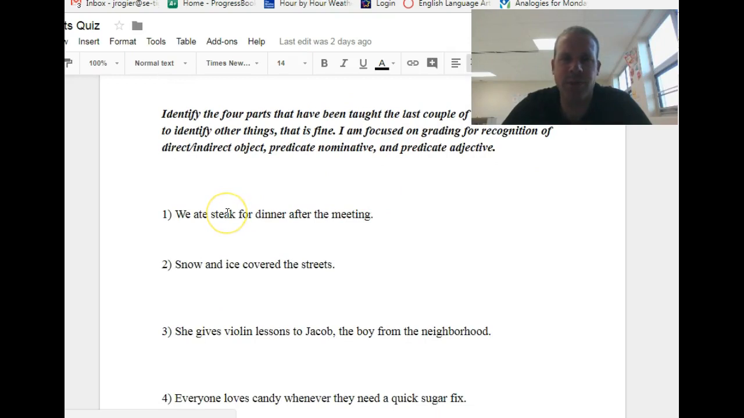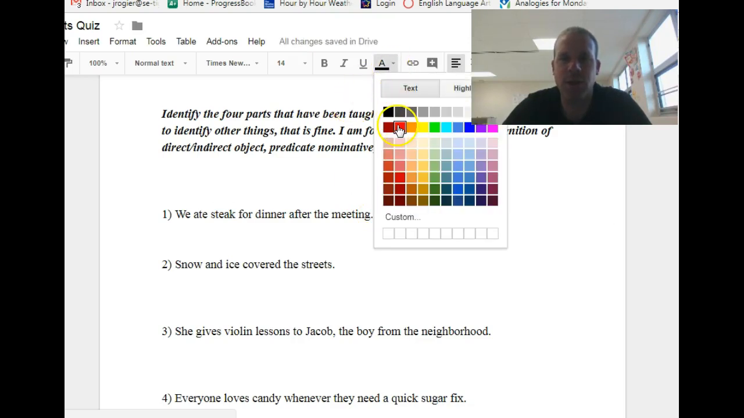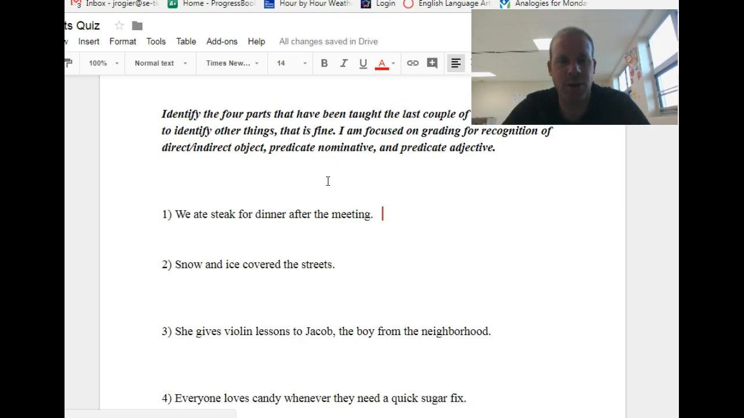Number 1, we ate steak for dinner. After the meeting, we had steak as the direct object. Steak was the direct object in that. So to get the point back, you have to rewrite a new sentence using a direct object. So maybe instead of we ate steak for dinner, you might say, I bought chicken at the store. Okay, so that gives me another sentence that has a subject, a verb, and then a direct object. And so that is how you would get a half a point back. Okay, so for every 2, you'd get 1 point back.